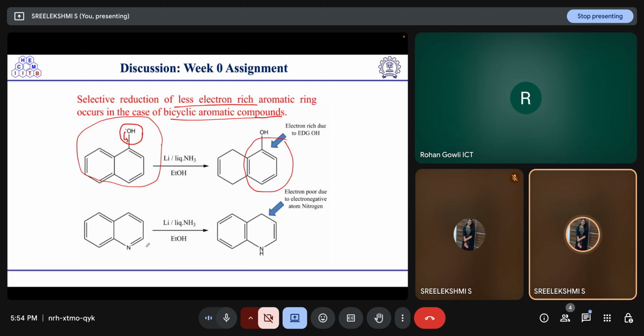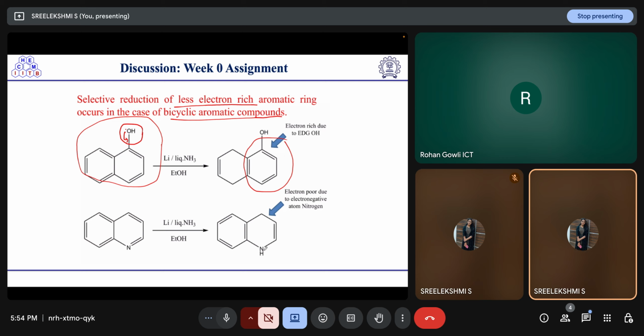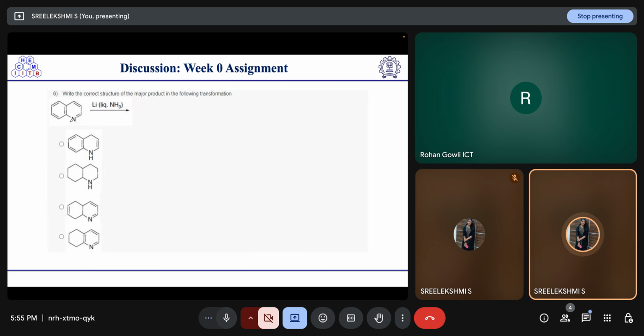But in the case of this one, which will be electron rich? The benzene on the left side. Yeah, why? Yeah, it's given here. Due to this electronegative nitrogen atom, it will be electron poor and we will get this ring reduced and this benzene ring will be intact. So that's our question here also. Same only, right? So yeah, the first option will be the correct answer. Only this ring will get reduced because it is poor in electrons, not electron rich.